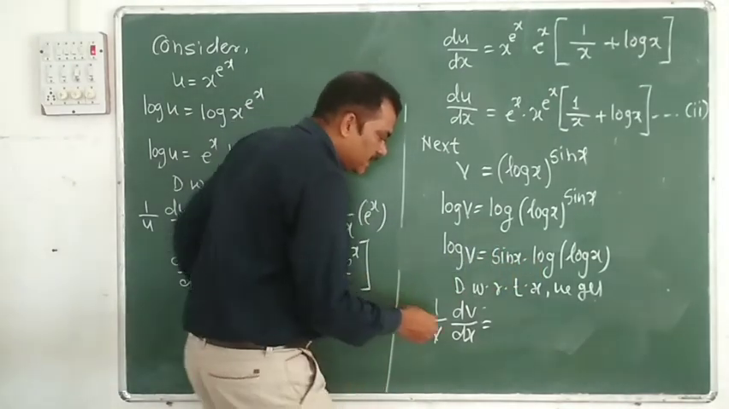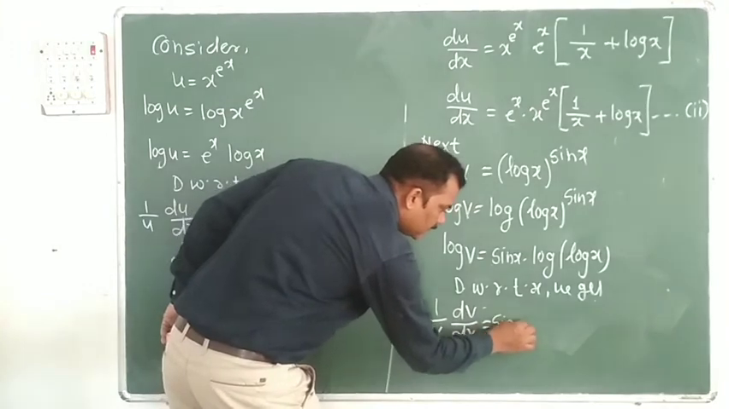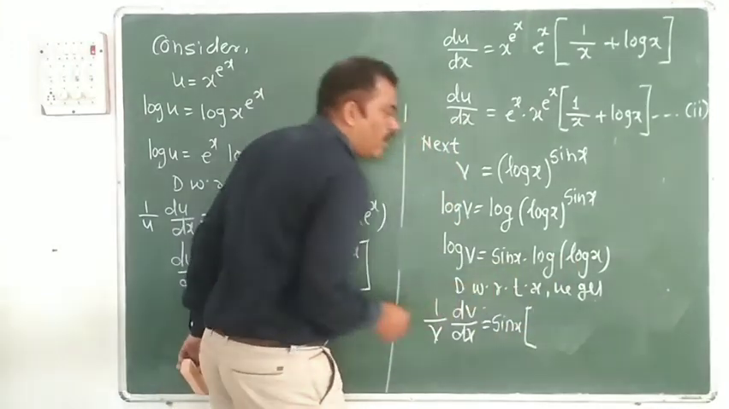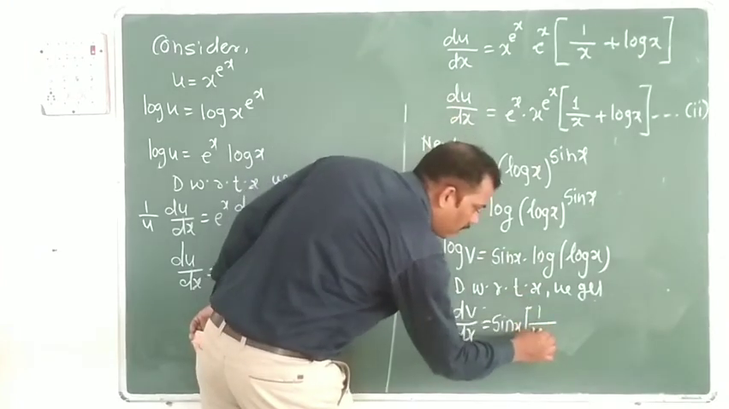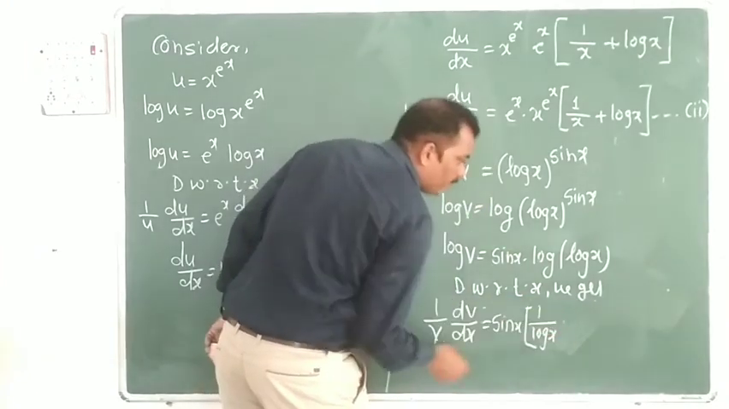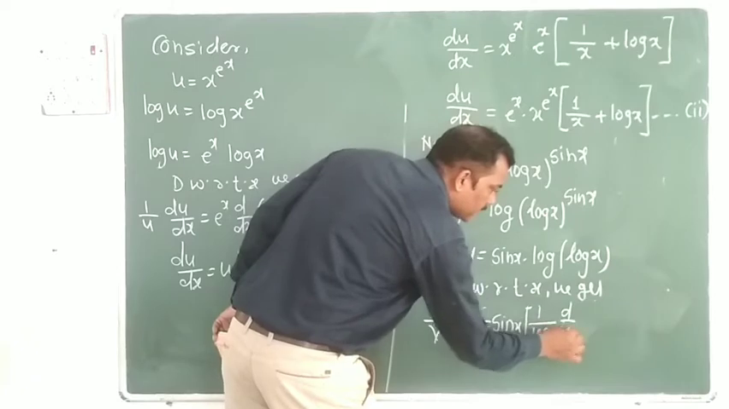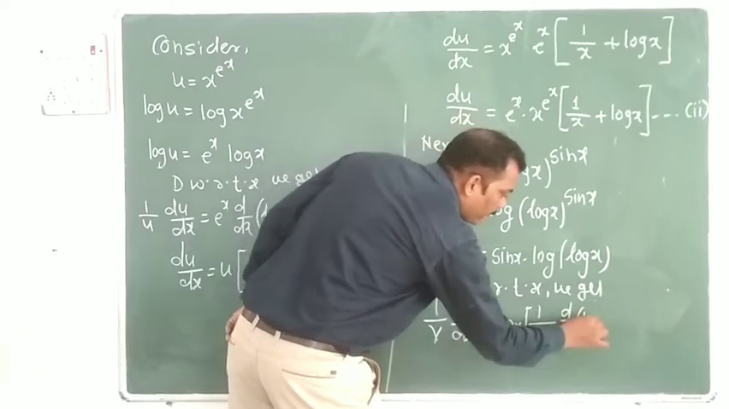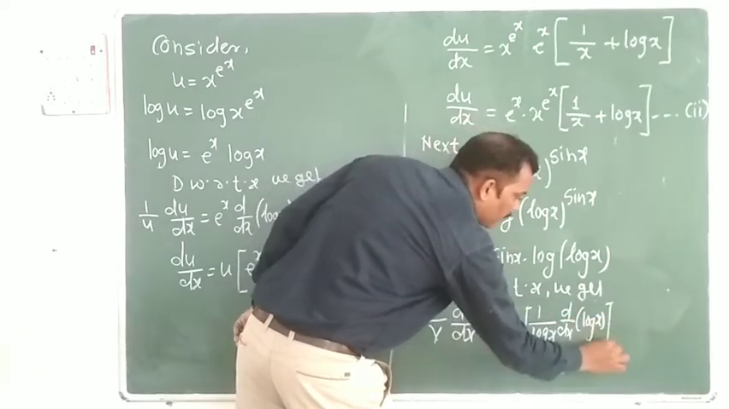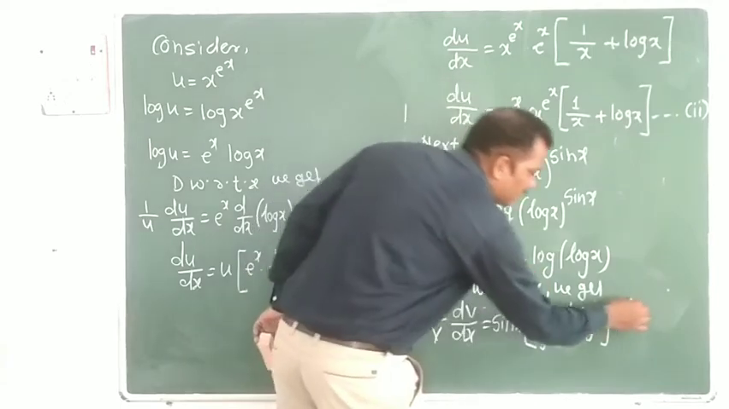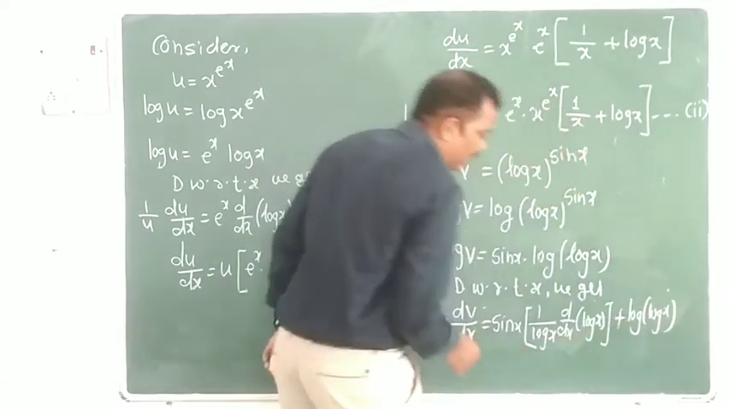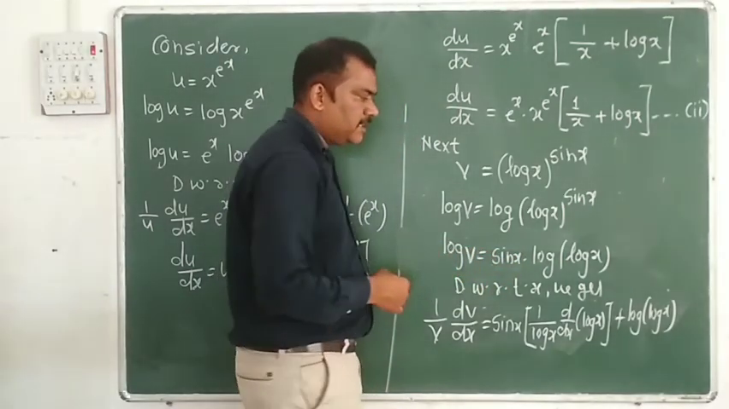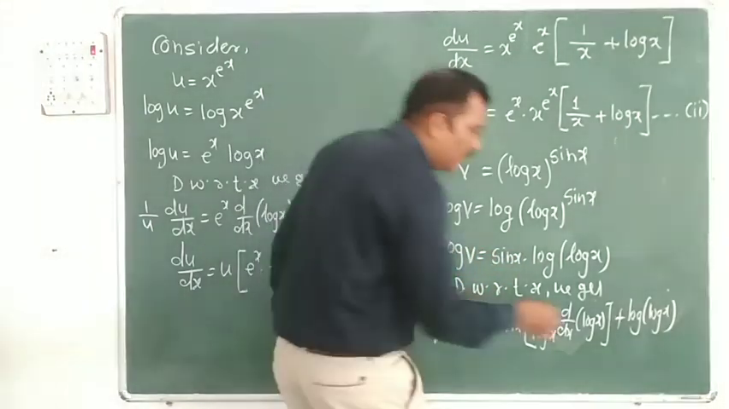First function keep as it is, that is sin x as it is, into derivative of log x. What is the derivative of this log? 1 upon log x into d/dx of this log x, plus second function keep as it is, log x. Okay, now what is the derivative of this first function? Derivative of sin x is nothing but cos x.